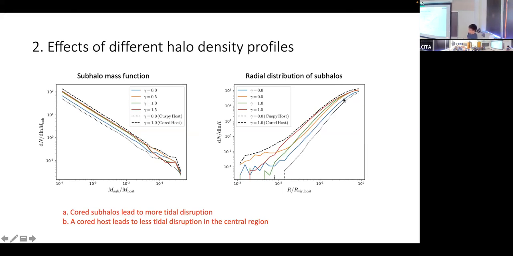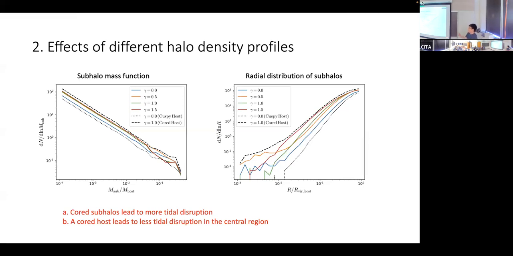But one interesting thing we can see here is that if you focus on the small radii, basically close to the center of the host, we actually see that for the core case, for example if we compare this blue curve and this green curve, we actually have more subhalos in the core case than the cuspy case. This can be explained by the fact that in the core case, we have a core host potential. That means that at the central region of the host, the potential well is less deep than in the cuspy case, so we expect less tidal effect in the central region of the host. That's why we have more subhalos in the core case.